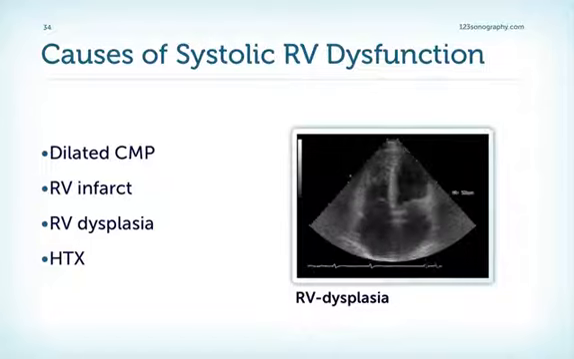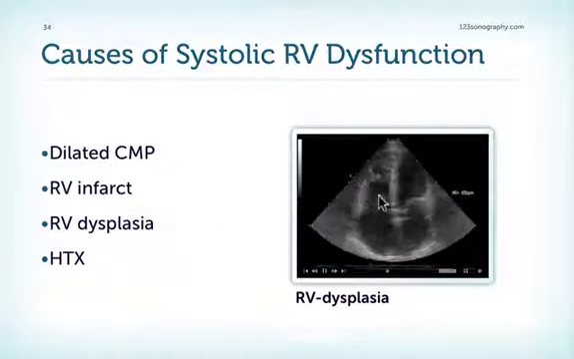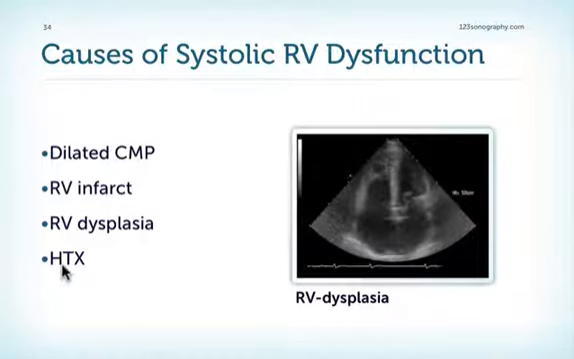Dilated cardiomyopathy, we saw an example previously. Right ventricular infarct, right ventricular dysplasia, as in this case, very often you would see regional wall motion abnormalities and aneurysms in these patients, and also in patients following heart transplantation. Often this is an early sign of rejection.